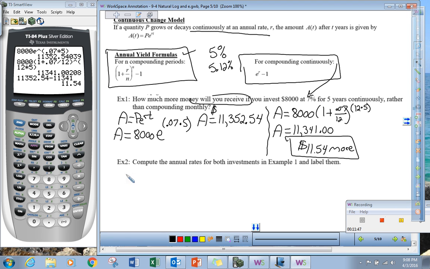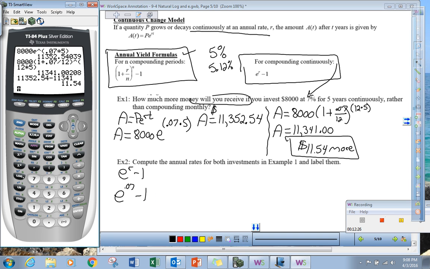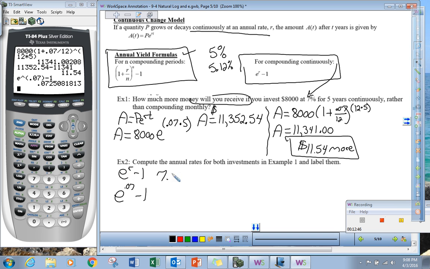So here goes. I'm going to do this one first. So I'm going to have e to the r minus 1. That's going to be my rate for continuous. So I'm going to have to go e to the 0.07 minus 1. Let me type that in. So I've got my e to the 0.07, minus 1. So see if this makes sense. Compounding my money continuously at 7% is the exact same thing as earning about 7.251% annually.